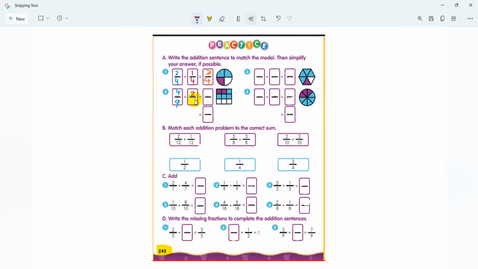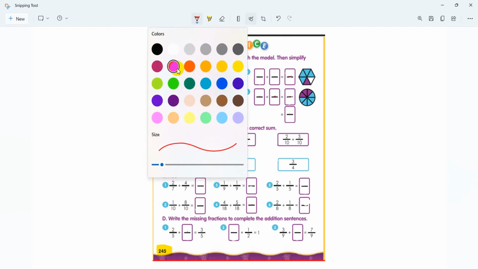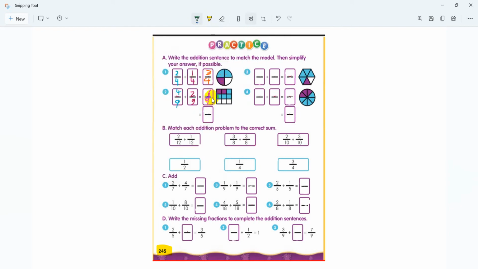If we add them, now we add the numerators only, so 2 plus 4 equals 6, and down we write the same 9 here, so it's 9 out of 6. But here we can simplify 9 out of 6. If we divide up and down by 3, we get 2 up, and 3 down, so it's 2/3.